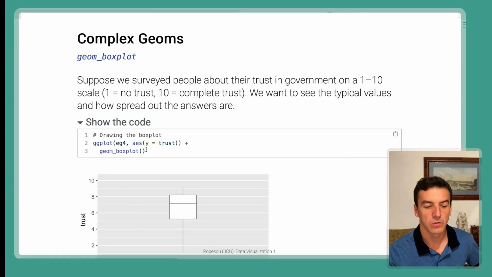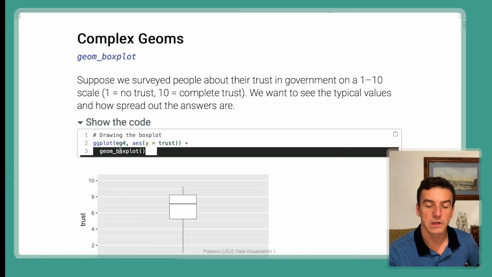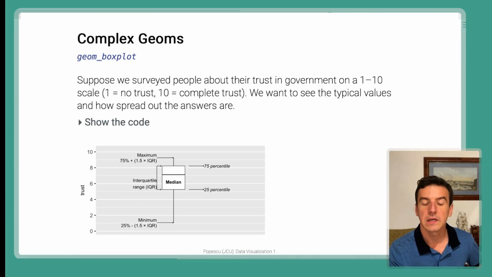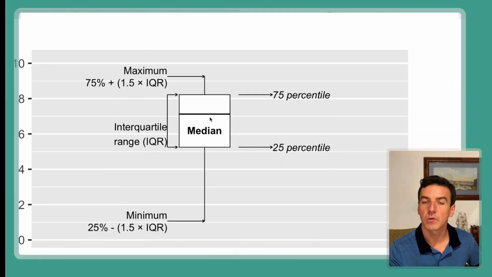Let us look at how we produce this. So we have the data frame here, which is EG4, and then we have the Y variable, which is the level of trust. We have to then tell ggplot that we want a box plot. So here it is. So this is the final result, but how do we interpret this? This is the interpretation. So this thick line here represents the median value for trust.